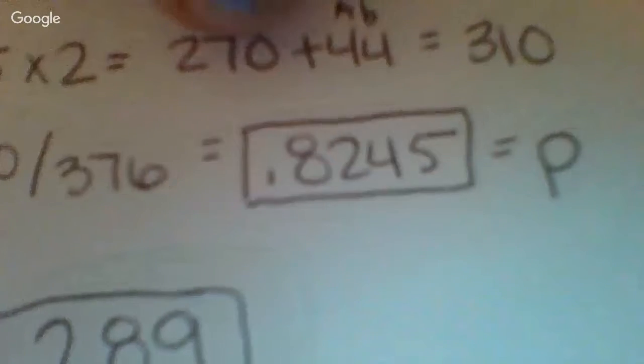And then we add 44 because we know that there are 44 R2 alleles in the heterozygotes. And that gives us 310. And then we divide that by the number of total, which is 376. And it gives us 0.8245. And so if we want to find the R3 allele frequency, then we can just subtract that 0.8245 from 1, and that gives us 0.1755.